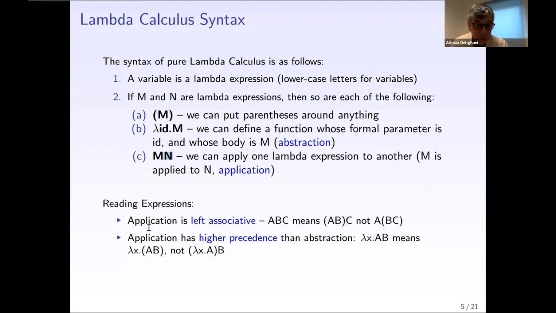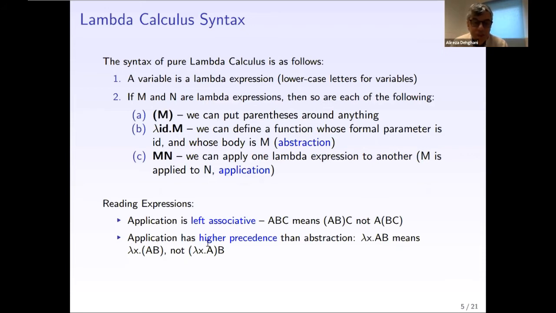Application, that's very important. Application is left associative. What does it mean? If you have A, B, and then C, it means (A B) C, not A (B C). So you need to apply A to B first, and then you need to apply C to the result. The other way around is false, okay?